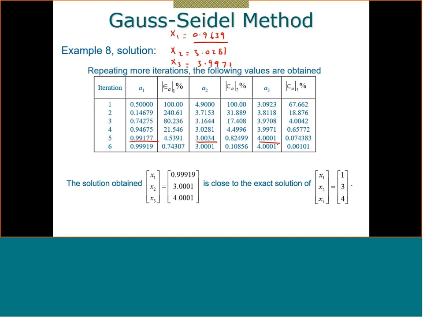So you can see clearly that Gauss-Seidel is faster. The convergence rate is faster. Both of them will converge eventually, but with Gauss-Seidel, because you use the most updated value, it will converge faster.